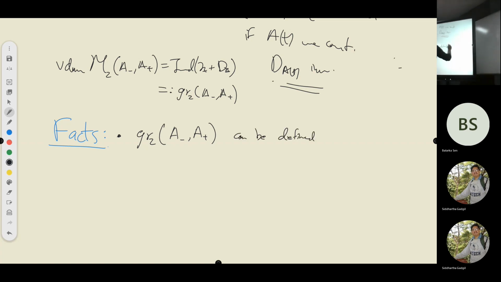Defined for not necessarily critical points. To define this, we don't need A plus or minus to be critical points. They can be anything as long as they are not degenerate, in the sense that the D_A operator that I talked about is invertible. And you have a gluing formula of sorts, not a gluing, but an additivity formula of sorts.